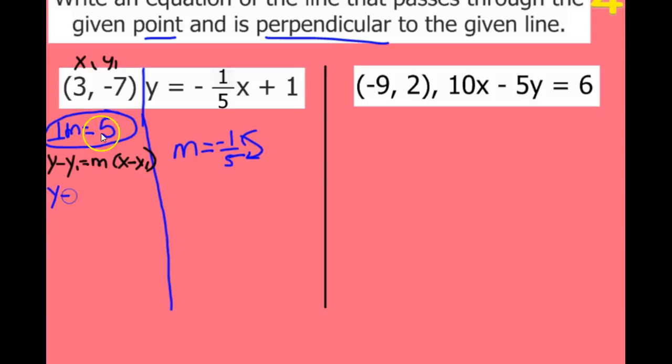So y minus y1, which is a negative 7, those two negatives make a positive. Our slope is 5. And then x minus, I'm just going to get rid of this line, x minus 3.